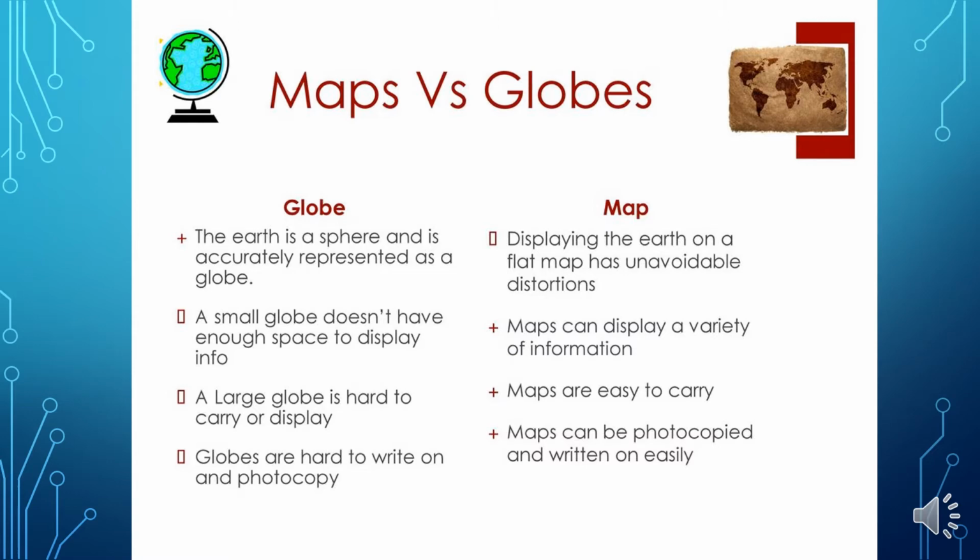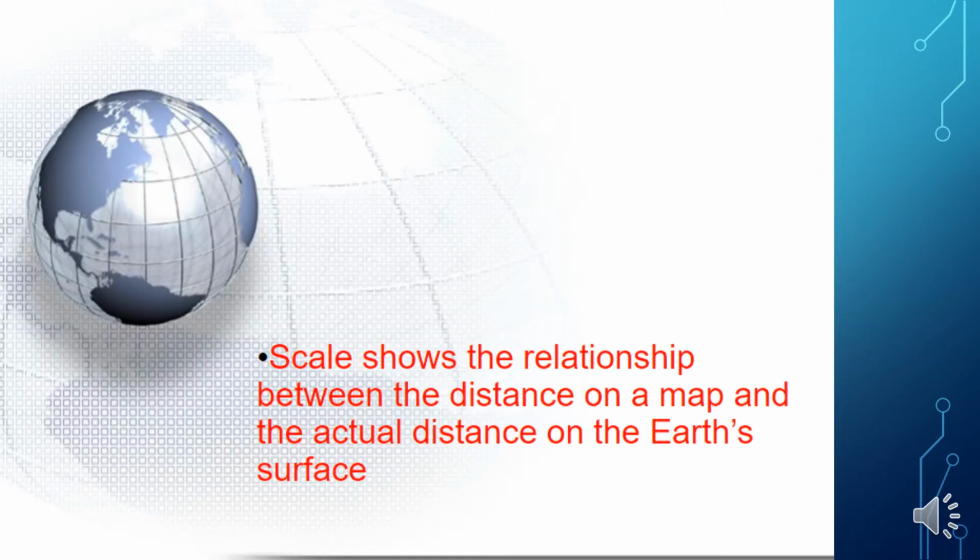Now students, let us come to the understanding of what is a scale. Now a scale is a ratio of the distance between two points or places on the map and the actual distance between the same two points or places on the ground. So it is the distance on the map which shows us the actual distance on the ground surface. Now with this, there are various types of scales, students. We shall be learning them in detail.